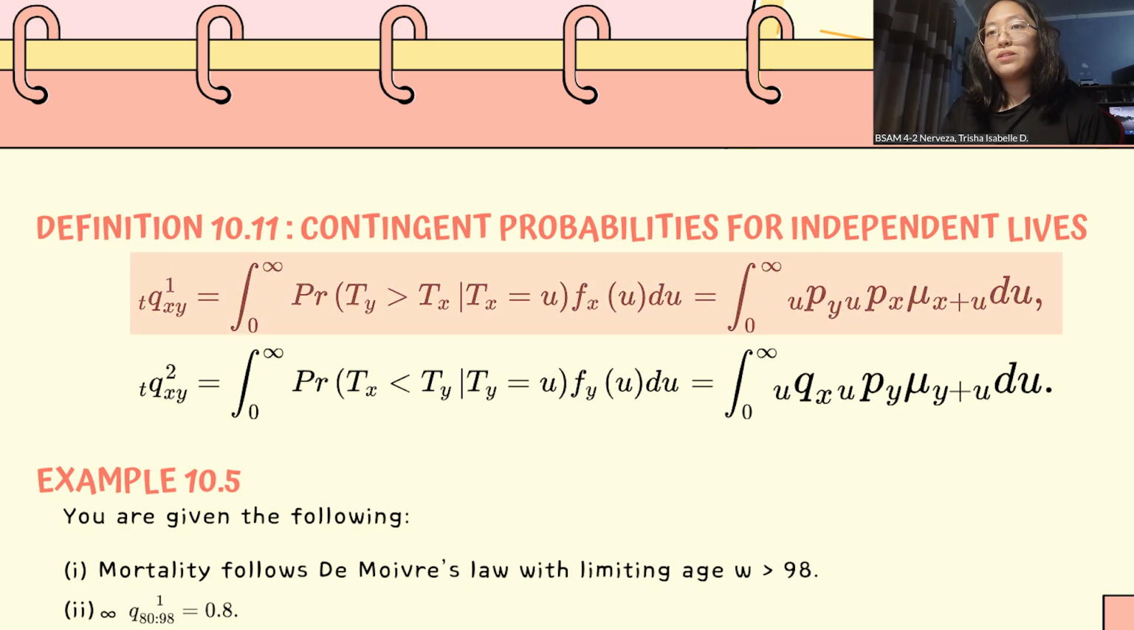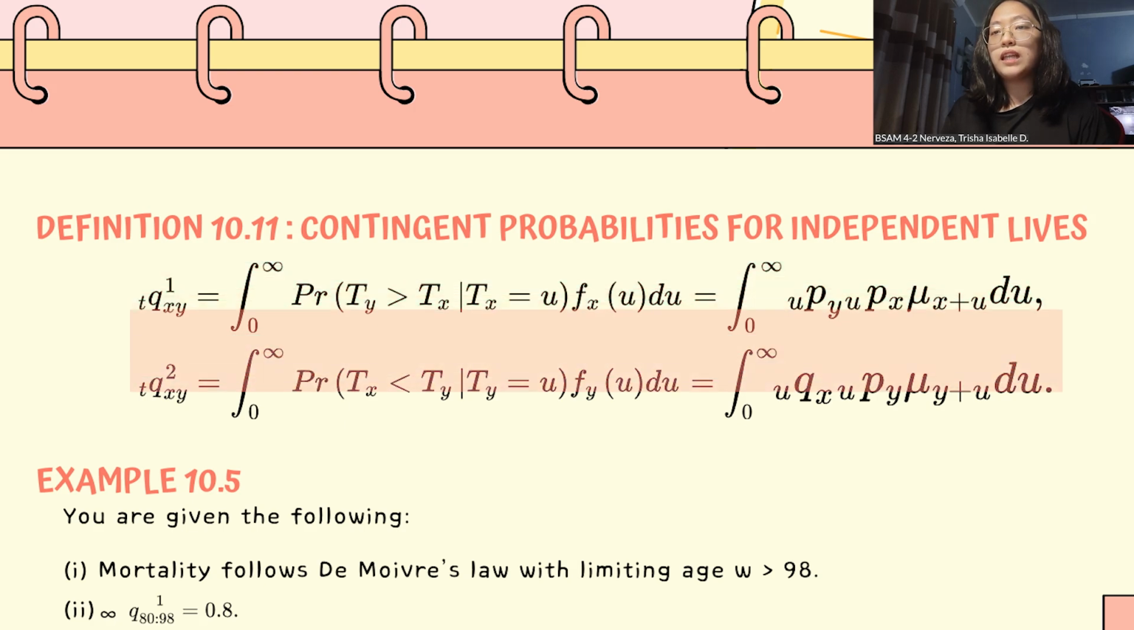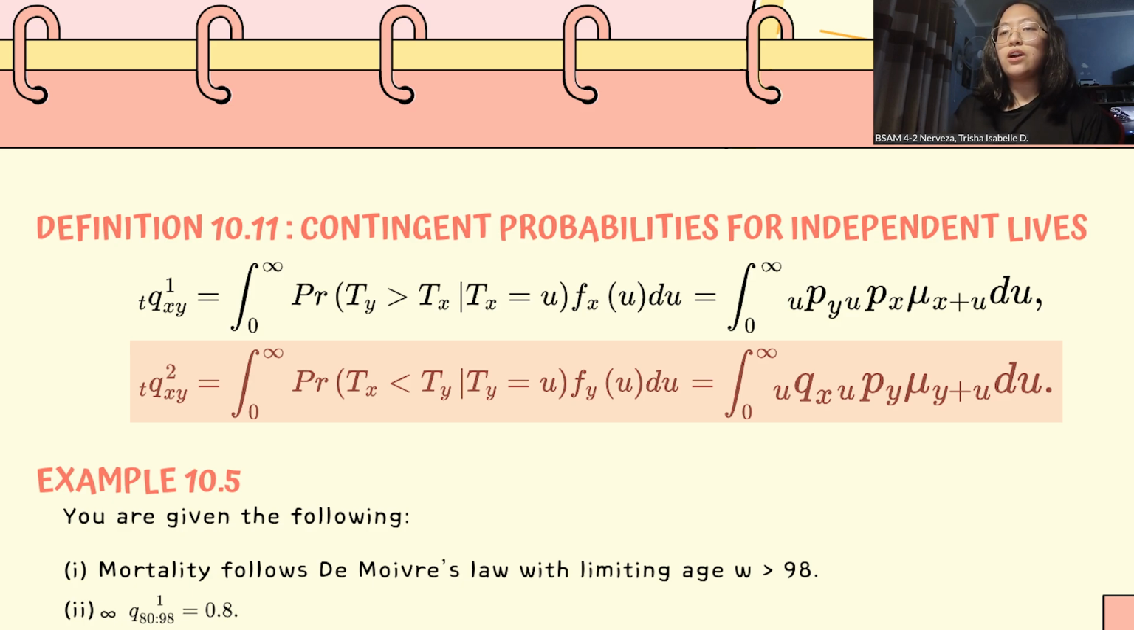For the first equation, we consider the probability that Y and X survive to U years and the force of mortality of X at U. For the second equation, we consider the probability that X dies within U, Y survives to U years, and the force of mortality of Y at U.